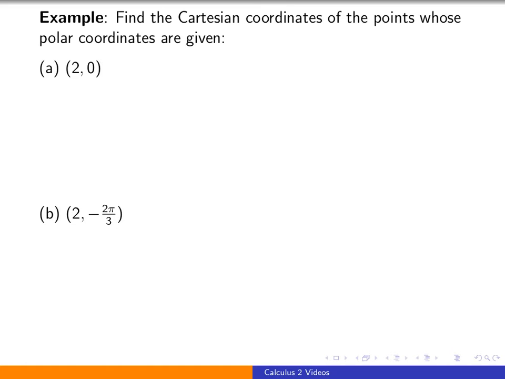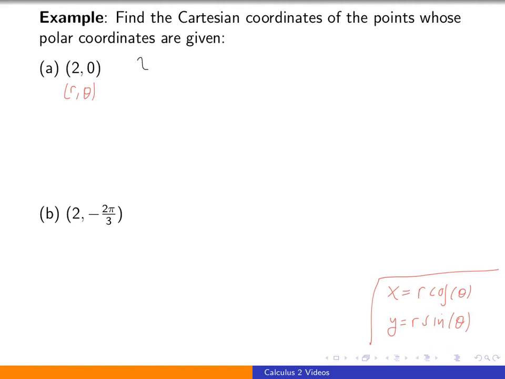Another typical question we might be asked is, if we're given a point in polar coordinates, what are the corresponding Cartesian coordinates? And recall from our introduction slide that we have the relationship x equals r cosine theta and y is equal to r sine of theta. So in polar coordinates we have r and theta. So r is 2, theta is 0.